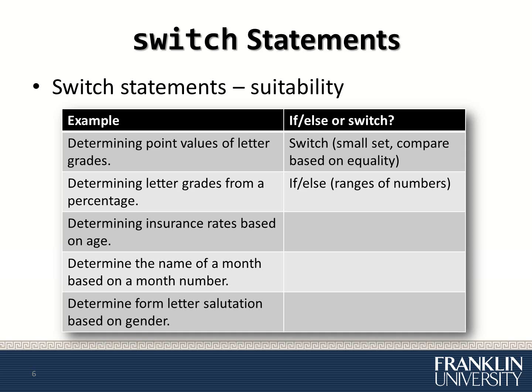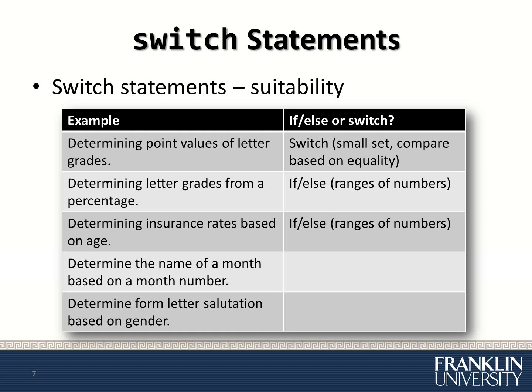How about determining insurance rates based on age? So we input an age and we output an insurance rate. Again, that's testing ranges of numbers. The ages are ranges, right? So someone from 16 to 25 might get one sort of insurance rate for a car, but somebody from 26 to 30 might get a different range.